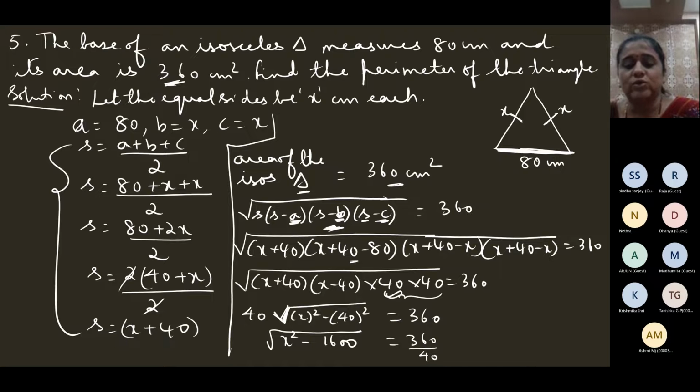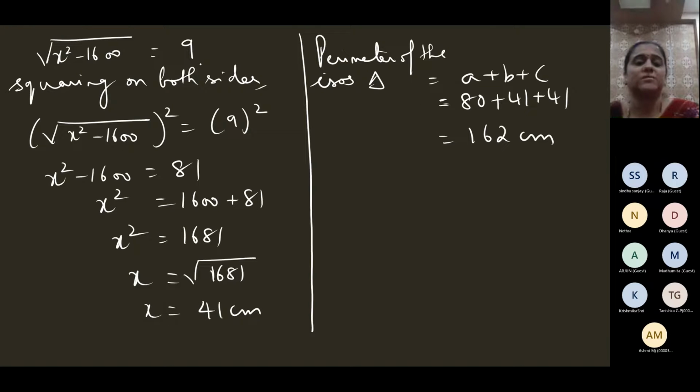Then when we work, we get 2 40s here. So 40 comes out of the square root. This is a plus b into a minus b, which is a square minus b square, which is x square minus 1600. The 40 here in multiplication goes to the other side for division. 360 by 40 is 9.